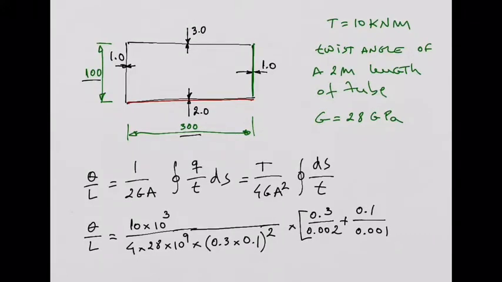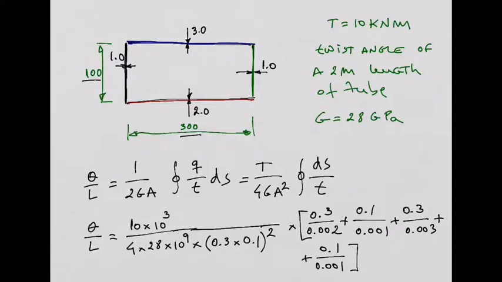And then I go to this wall on the top in blue. I need to add that contribution. The length is again 0.3. The thickness is 0.003. I'm going to continue here. And the last one I need to consider is this wall here, now in black. The length is 0.1. The thickness is 0.001. That's it. If I add these contributions, I'm doing the contour integral. Make sense or not? It's not difficult, right?